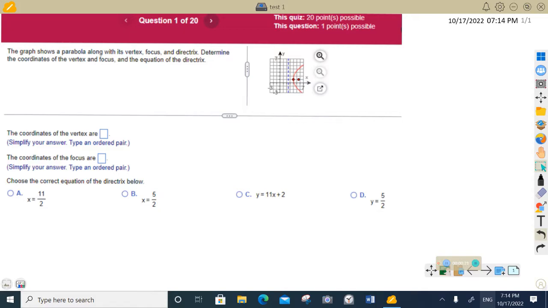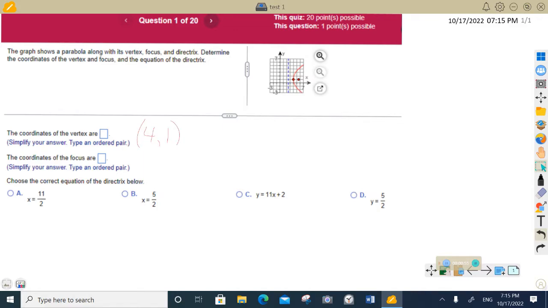Starting off with parabola. It's a sideways parabola, which means it would be an x equals y squared parabola. The first thing you've got to find is the vertex. The vertex is this point right here on the parabola. If you start at the origin and count over, we're going by ones here, 1, 2, 3, 4, and up 1. So your vertex is going to be at 4, 1.